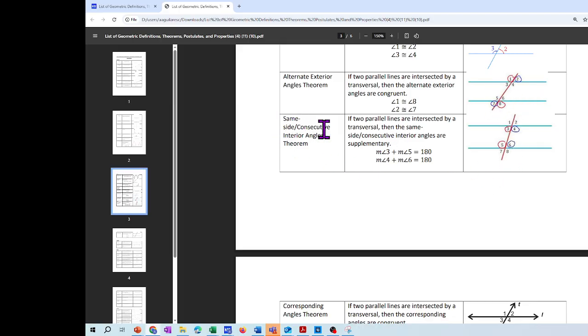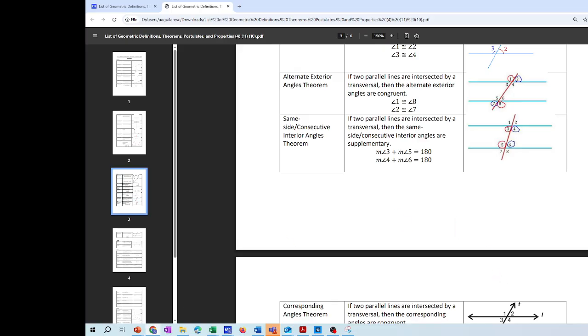Then we have the same side interior angles. For example, angle 3 plus angle 5 equal 180. Here you have 3 and 5. Both of them are on the same side of the transversal, in this case on the left, and they're inside the parallel lines.